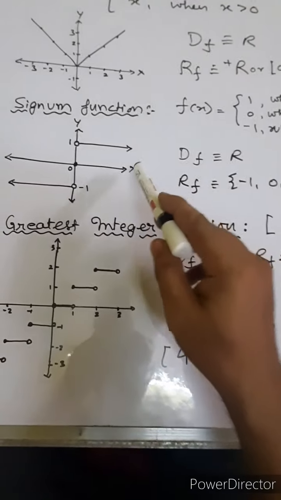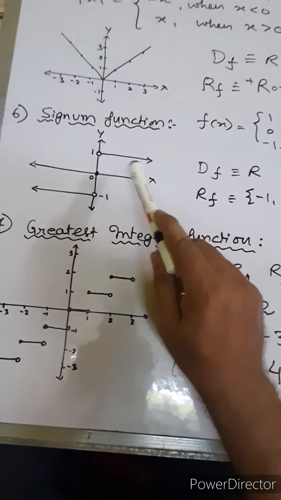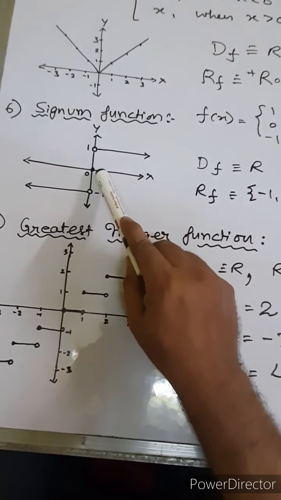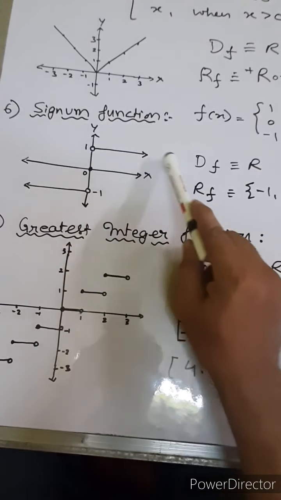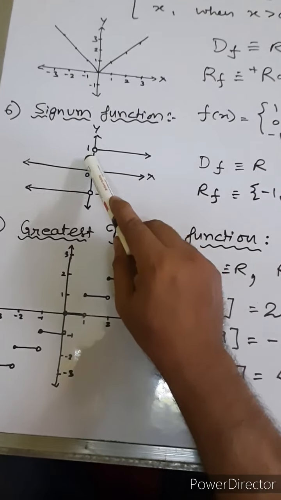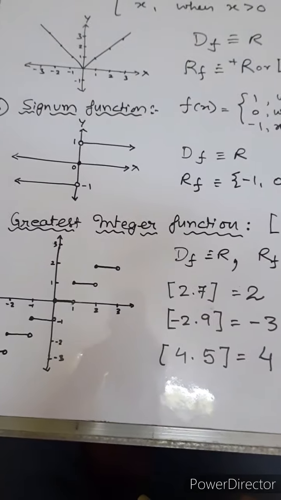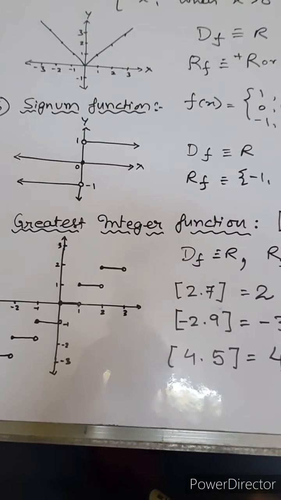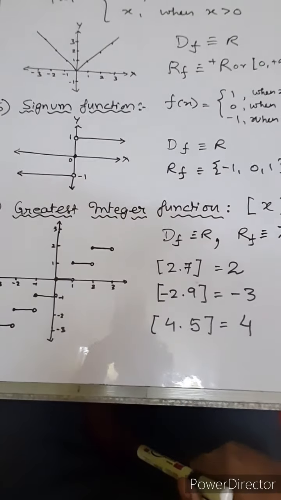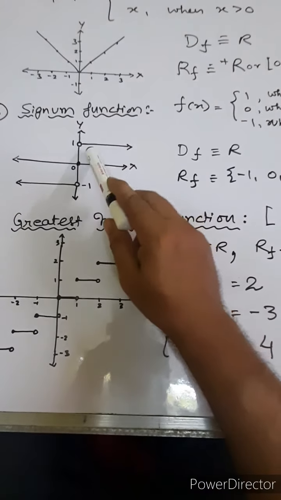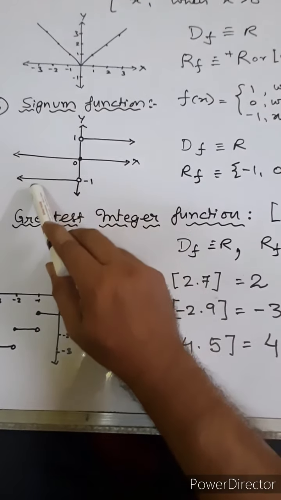The graph is represented like this. You can see when x is 0, y is 0. When x is greater than 0, the value of the function is 1. For all the values greater than 0, the value of the function is always 1. And for all the values less than 0, the value of the function is -1.